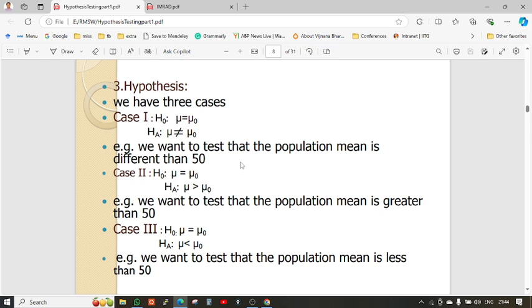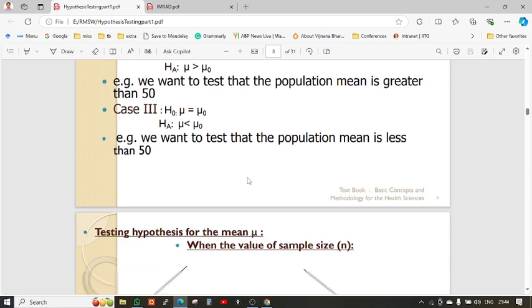So case 2 is when the null hypothesis is equal to the assumed mean, and the alternative hypothesis has two cases: either the calculated mean is more than the assumed mean or less than the assumed mean. So those are the two conditions. We want to test whether the population mean is greater than 50 or less than 50. So these are two extra cases, but the same condition arises. So there are two different forms of this hypothesis testing in these cases.